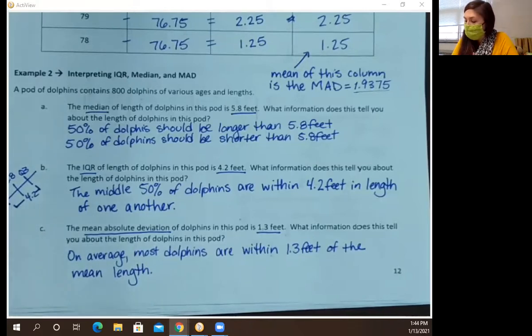Questions for me on median, interquartile range, mean absolute deviation? Anything that we looked at for today?